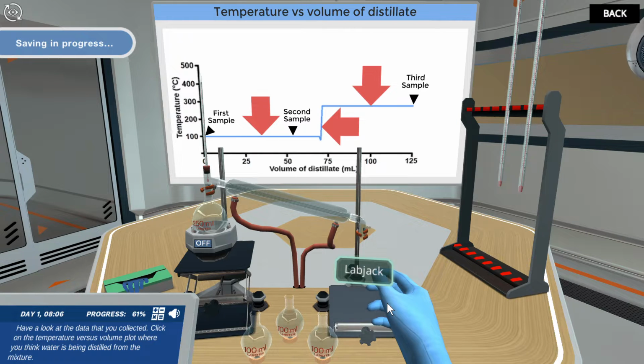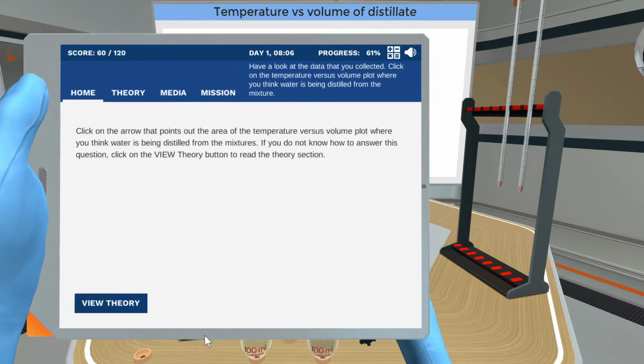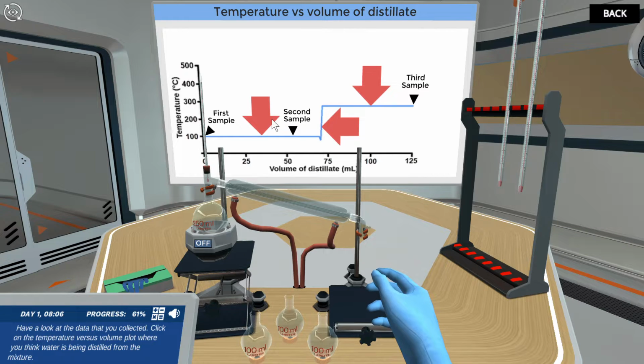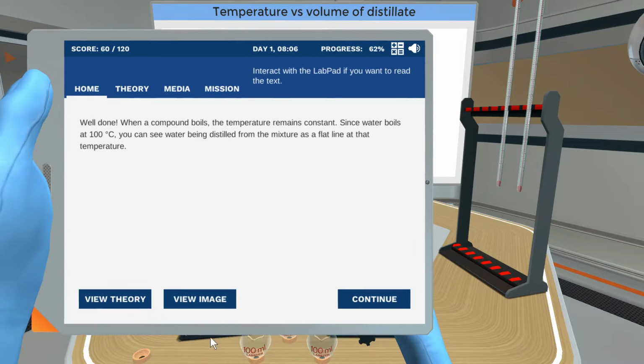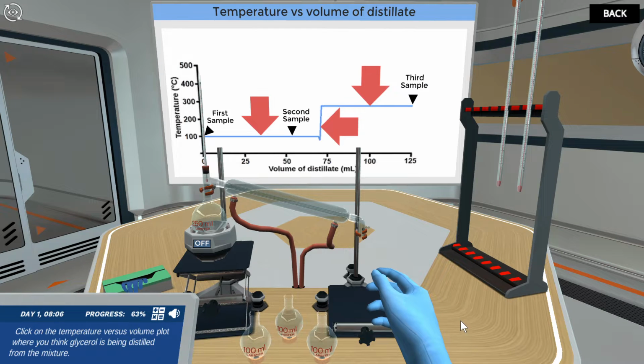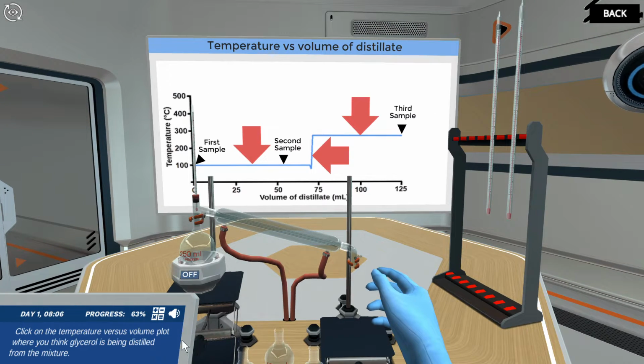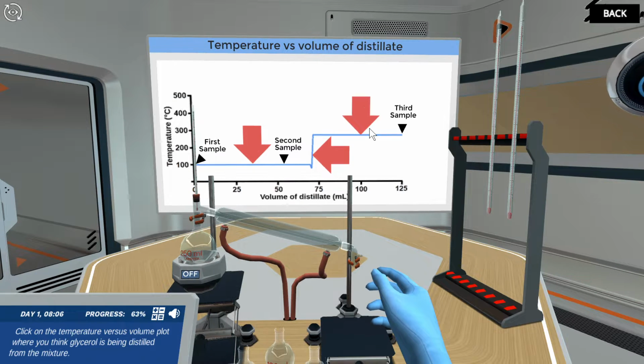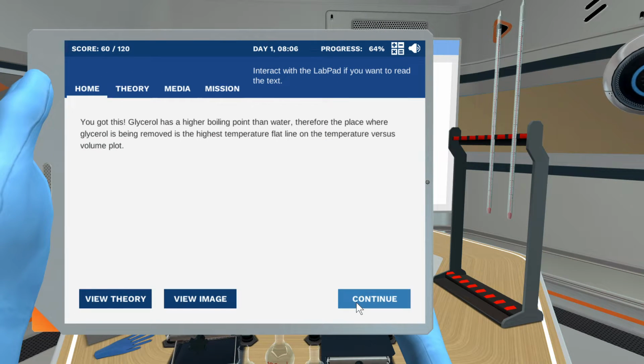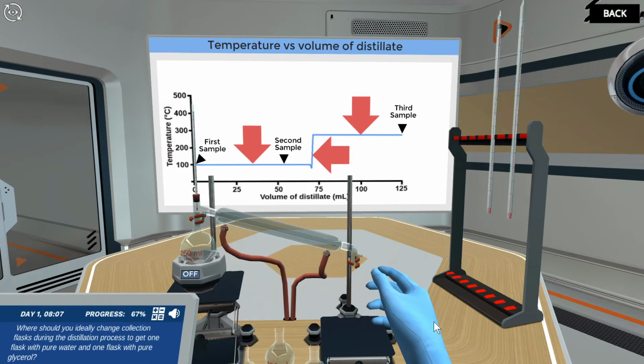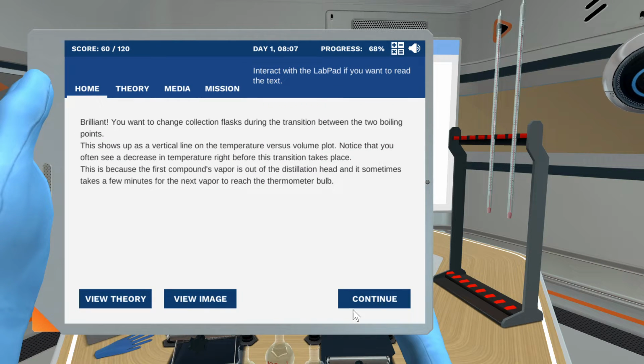Have a look at the data that you collected. Click on the temperature versus volume plot where you think water is being distilled from the mixture. Well done. When a compound boils, the temperature remains constant. Click on the temperature versus volume plot where you think glycerol is being distilled from the mixture. You got this. Glycerol has a higher boiling point than water, therefore the place where glycerol is being removed is the highest temperature. Where should you ideally change collection flasks? Brilliant! You want to change collection flasks during the transition between the two.